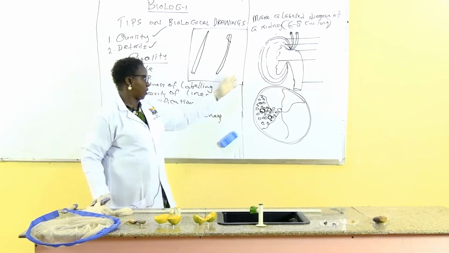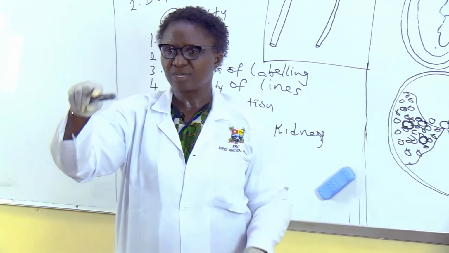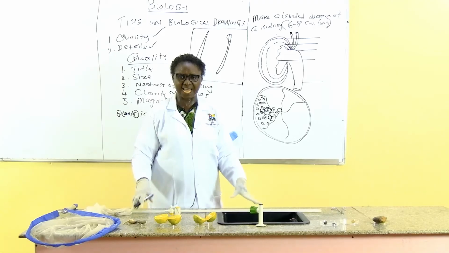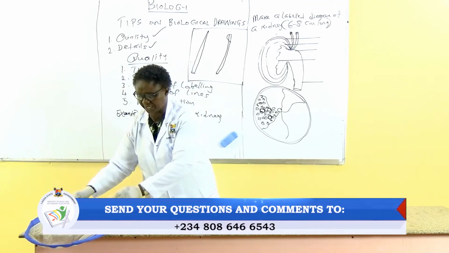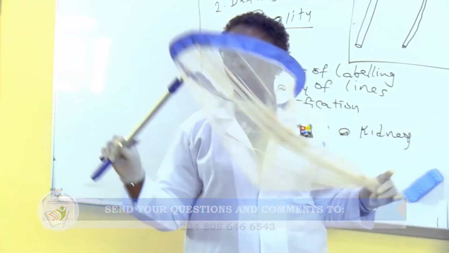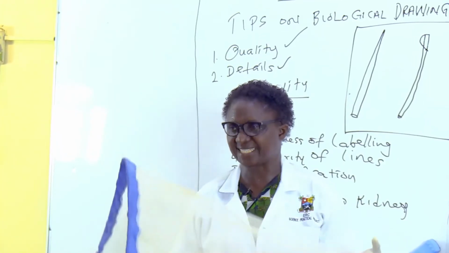I've drawn this on the board. In front of you, you have a specimen, a kidney, placed in front of you. Have you seen it? All right, bring out your drawing books and draw it while I go around to do the marking. Your drawing shouldn't take much time. The last thing I want to mention before we leave today's class, I mentioned it at the beginning: this is a sweep net.